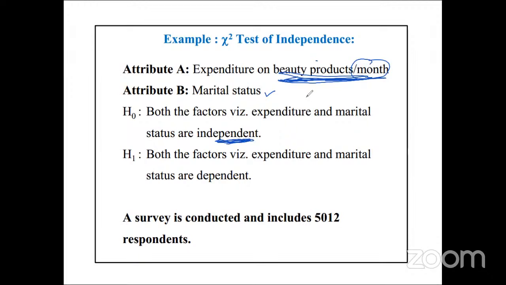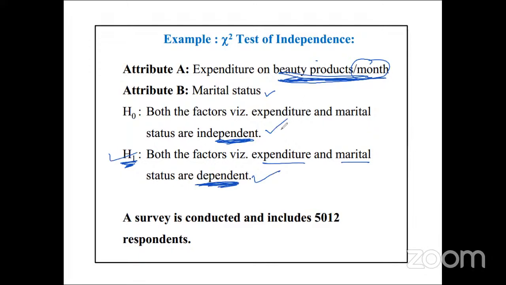Everybody knows that women who are married, we suspect, would be spending more on beauty products than those who are not married. So that is set up in the alternative hypothesis: both the factors, expenditure and marital status, are dependent. We suspect this, and that is set up in the alternative hypothesis, while in the null hypothesis, independence is attributed.